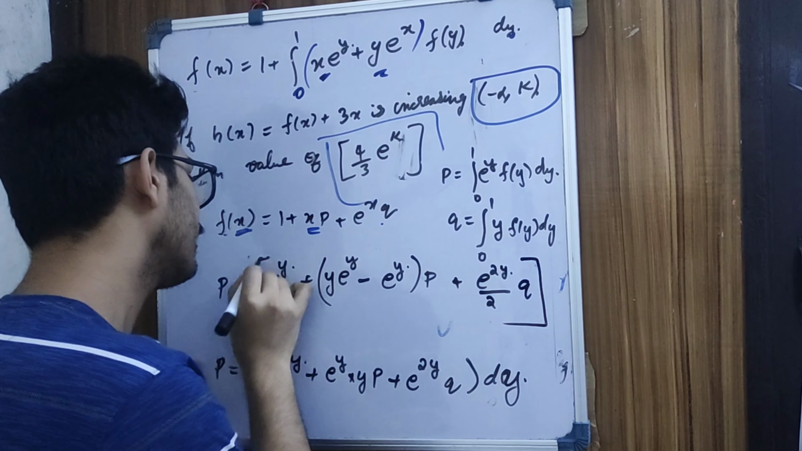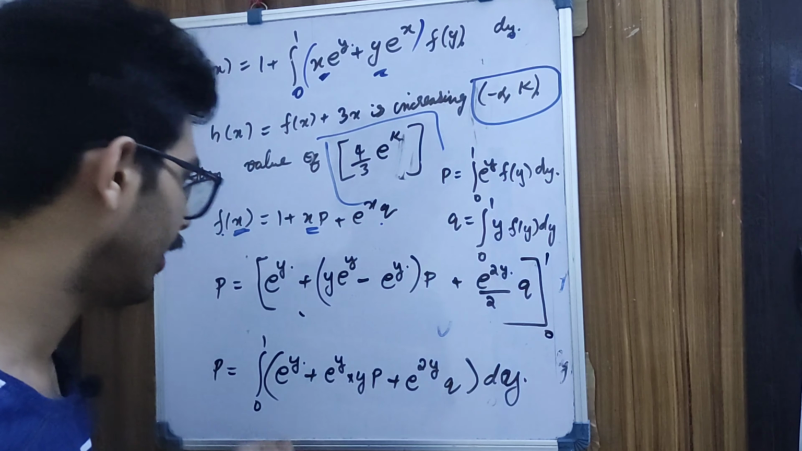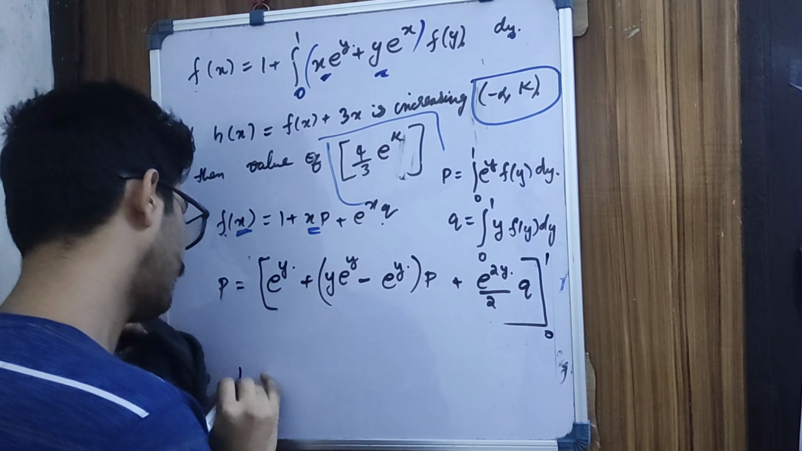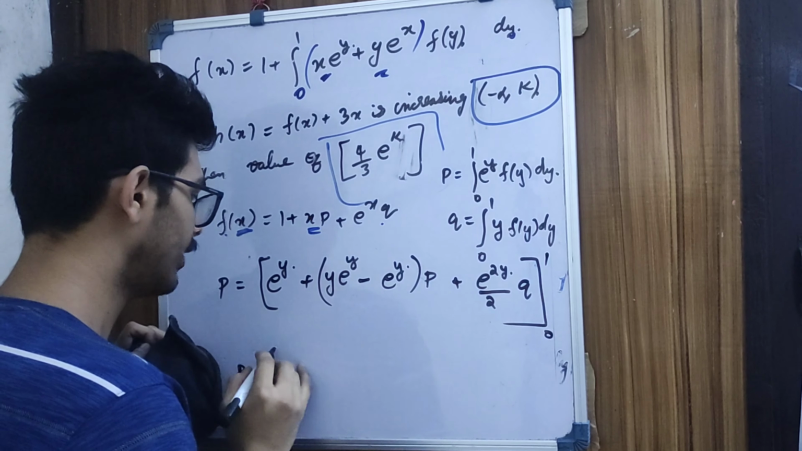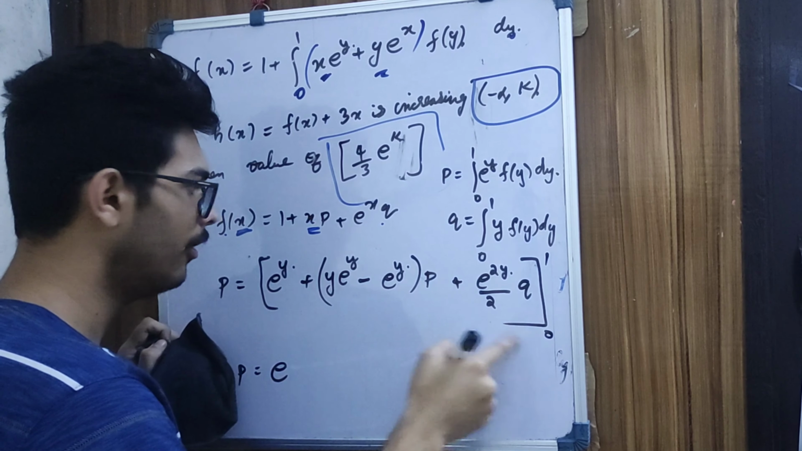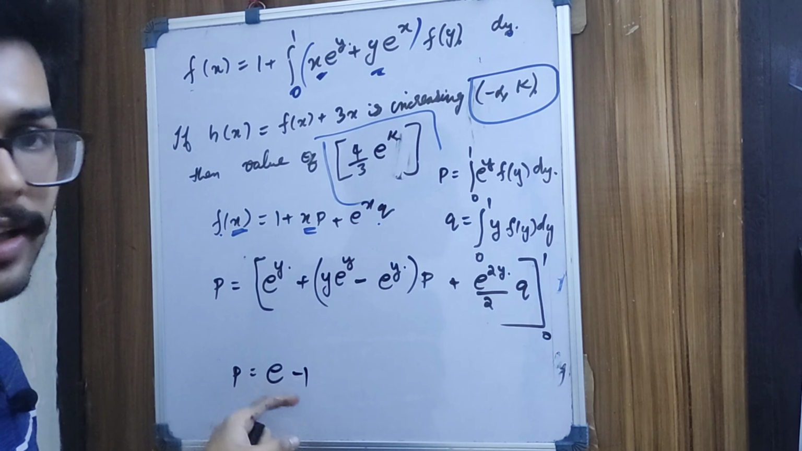Now the only thing left is to substitute the value of the limits. So I am giving the value of the limits. So we will get p equal to e raised to 1. What is the value of e raised to 1? e. And e raised to 0, we are giving the lower limit. What will be the value? e raised to 0 equal to 1. So in this case we have the value as e minus 1.